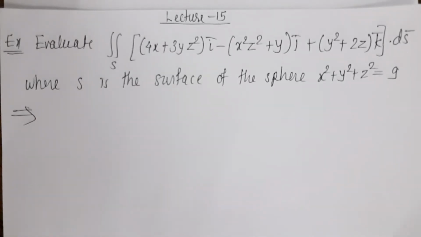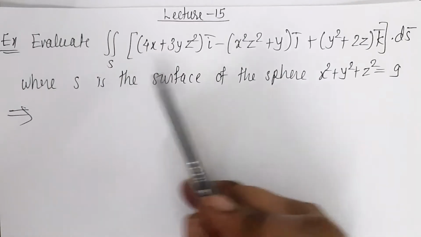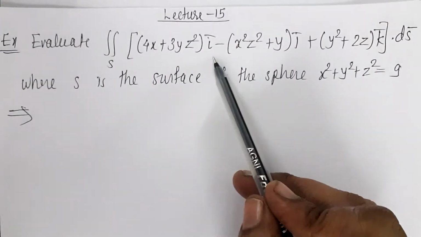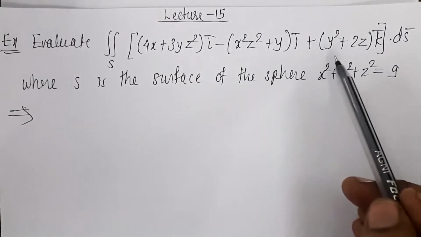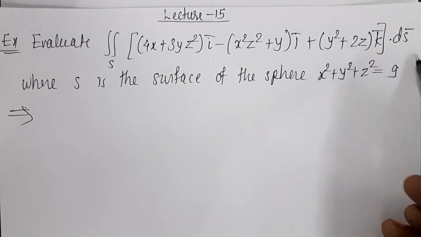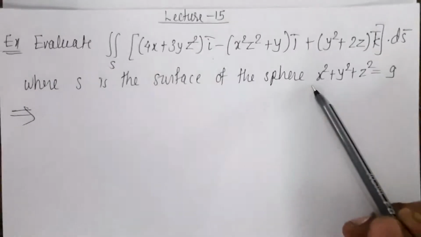Welcome back to lecture number 15. Evaluate the double integral over S of (4x plus 3yz²) i minus (x²z² plus y) j plus (y² plus 2z) k dot dS bar, where S is the surface of the sphere x² plus y² plus z² is equal to 9.